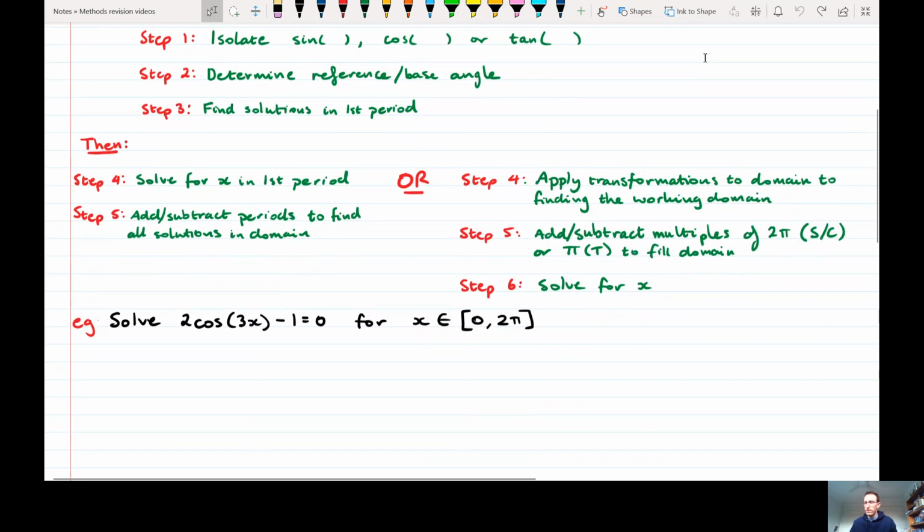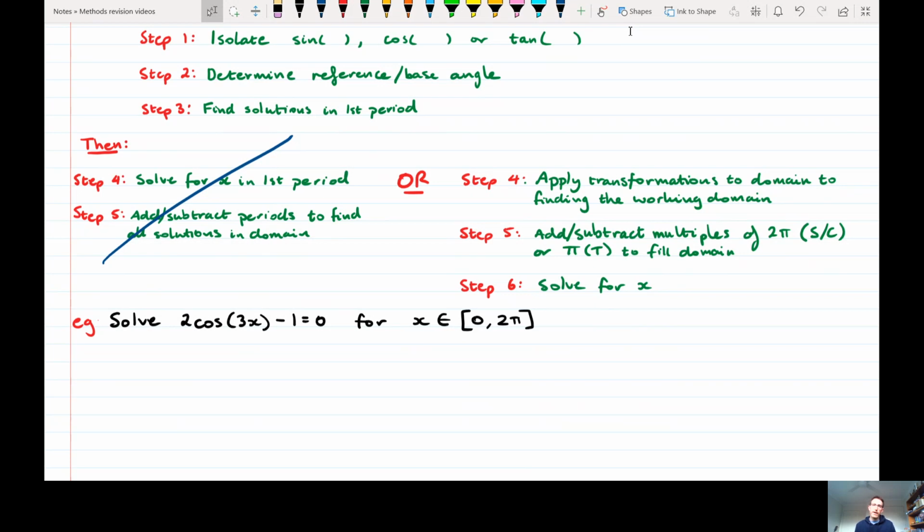So like I said, the other video is these ones over here. We're going to forget this for now, and we're going to do steps 4, 5, and 6. So we have to apply transformations to the domain. So anything related to the x value, so dilations from the y-axis, horizontal translations, or reflections around the y-axis, we need to apply those to find what we call the working domain. You'll see how that works.